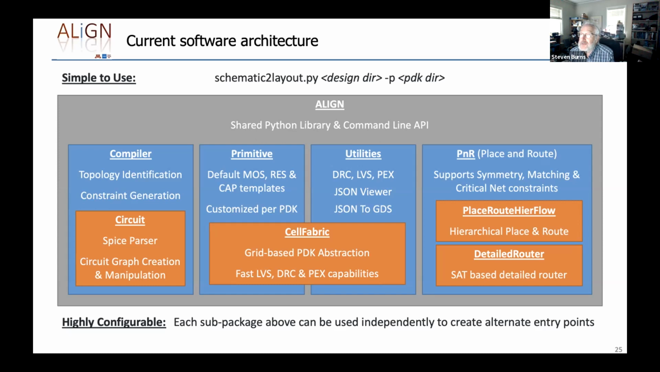So the project then gets split more or less into these four categories of a compiler, a primitive generator, various utilities, and the place and route code. And there are two different place and route engines, this hierarchical place and route tool, and then this SAT-based solver. So each of these packages is now a Python package. We can use pip install to install the entire system, and each sub-package is more or less independent and can be used independently for different things if necessary. So the next foil, please, Sachin.